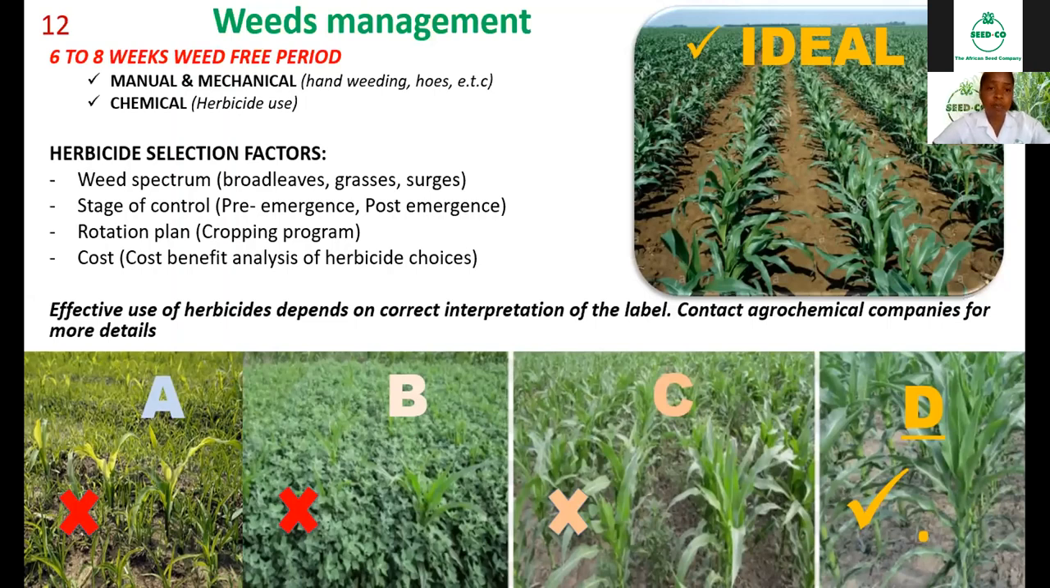So weed control is important. Herbicide selection should be guided by the principles that are listed: weed spectrum, stage of control, rotation plan, as well as the cost. You don't want to just be buying expensive chemicals that do not speak to the challenge that you are facing in your field. So it's important for you to also take note of that. And we'll discuss this further as we prepare for the summer growing season. But suffice to say that competition reduces the profitability of your green mealie crop.